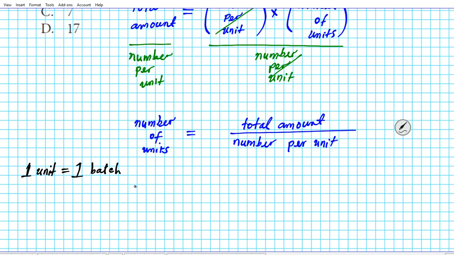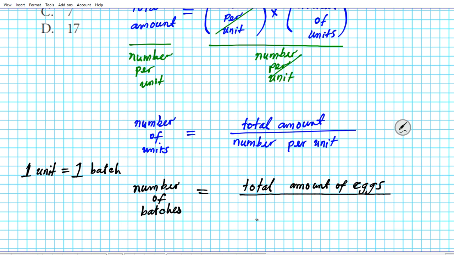So if we adapt this formula, what we're looking at is the number of batches. The number of units is the number of batches, equal to the total amount, which is the total number of eggs, and then the number per unit simply represents the number of eggs per batch. Okay, number of eggs per batch. We are given these two components and we are asked to find the number of batches.